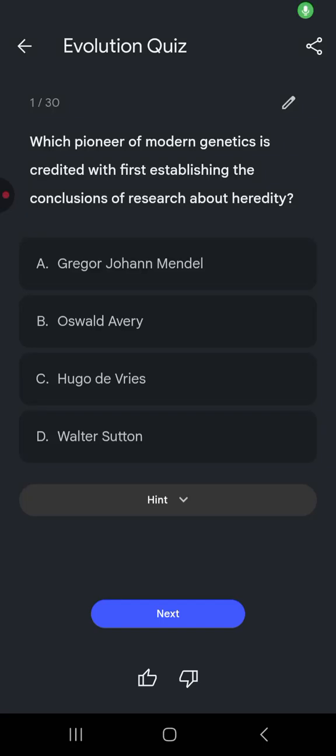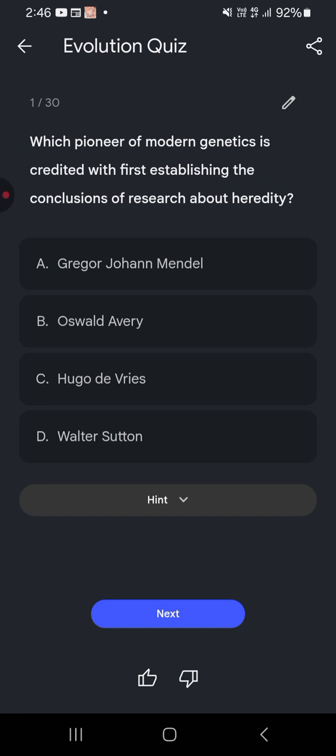On the chapter Heredity and Evolution, Science 2, Class 10th, Maharashtra State Board. After I read out a question, I will wait for 8 seconds so that you can come up with an answer. So let's start the quiz.